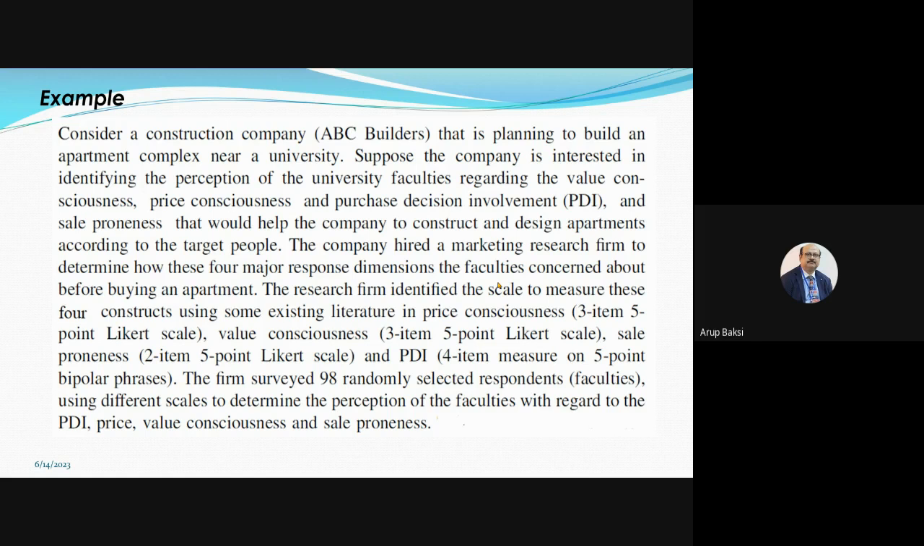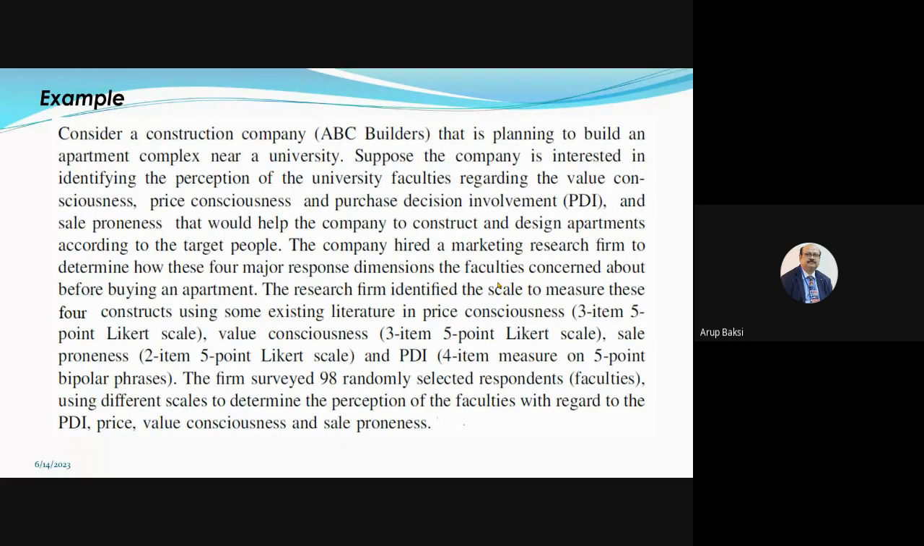Now you see the kind of dimensions or factors that the researcher is taking into account: value consciousness, price consciousness, purchase decision involvement, and sale proneness. These parameters are very difficult to measure directly. It's very difficult to estimate these parameters directly, so you need some kind of an indirect measure. A lot of observed variables are required, a lot of statements that will adequately capture the notion of these factors. So these are the four latent factors: value consciousness, price consciousness, purchase decision involvement, and sale proneness.